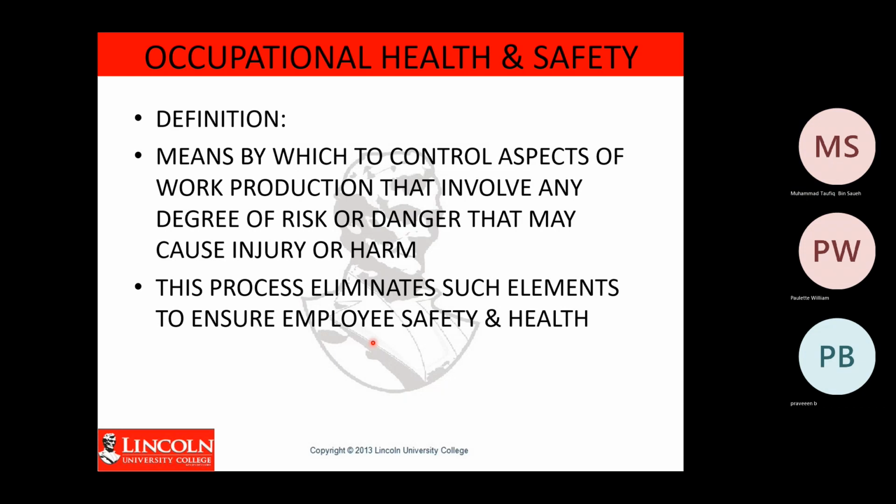So occupational health and safety is the healthiness and the safetyness of the environment in the working areas, in the workplace. The safetyness and the healthiness of your workplace. So that is occupational health and safety. This process eliminates such elements to ensure employee safety and health.